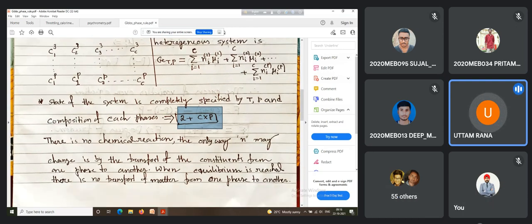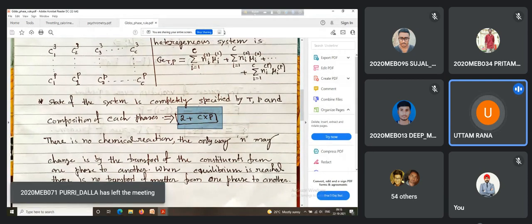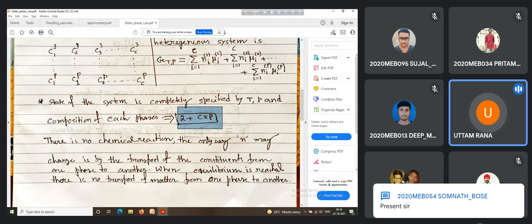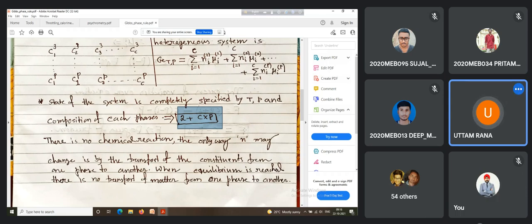Now, let us consider the situation where the components present in different phases do not undergo any kind of chemical reaction. So there is no chemical reaction. If there is no chemical reaction, how may the number of moles of a system change? Just think of a vaporization process. At any instant of time, the number of moles of vapor present in a mixture may change because of the transport of liquid from the liquid state to the vapor state. So if there is no chemical reaction, only transport from one phase to another may change the composition of the phases.